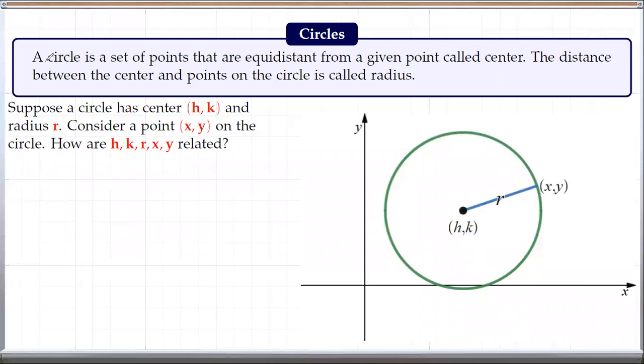Here is the definition of a circle. A circle is a set of points that are equidistant from a given point called the center. Like we have here in the graph, this is the center over here.